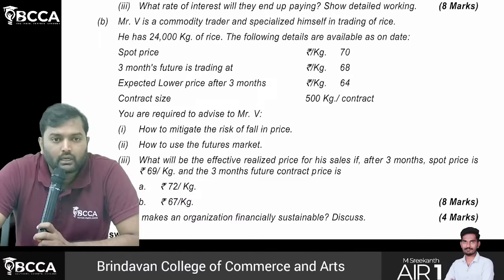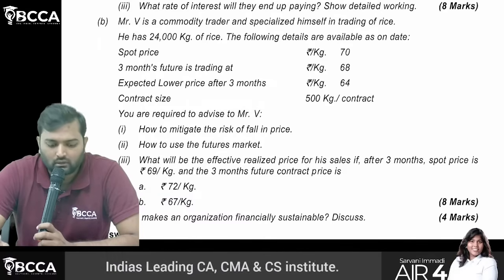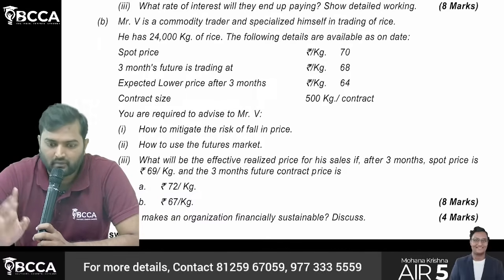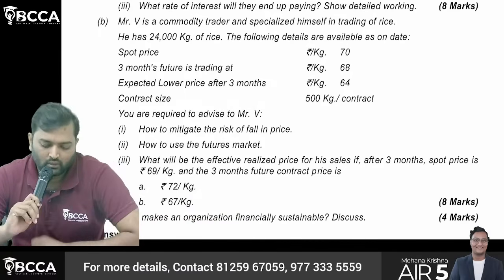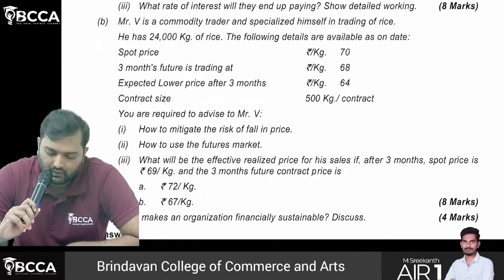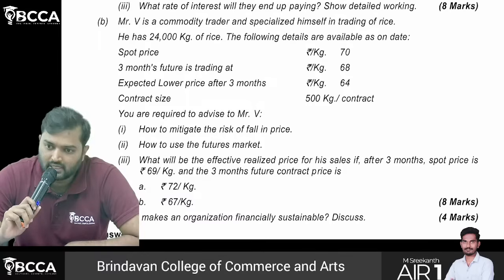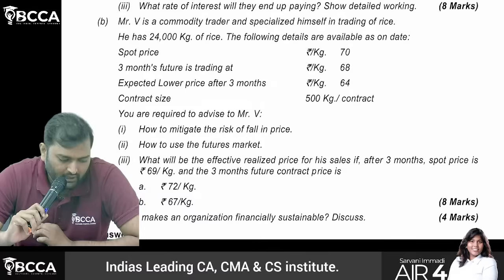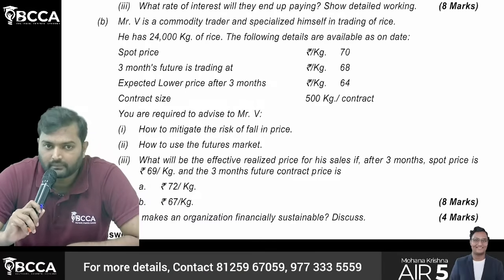Today, on priority, you should practice again this question and the previous question. You should know the difference between this question and the previous question. So they are asking you what will be the effective realized price for his sales after 3 months. Spot price is 69 per kg and the 3 months futures contract price is 72 per kg and 67 per kg.